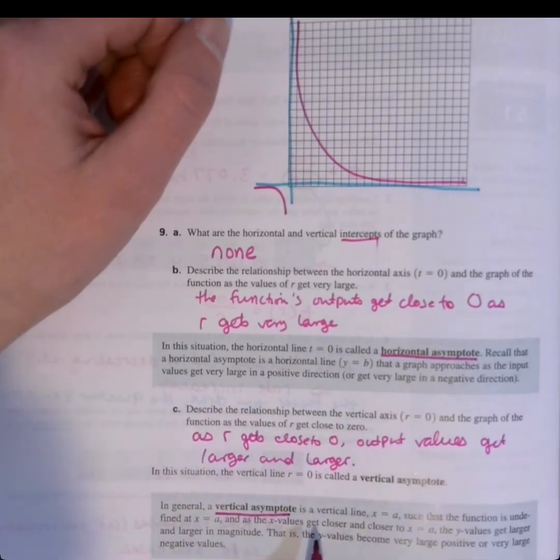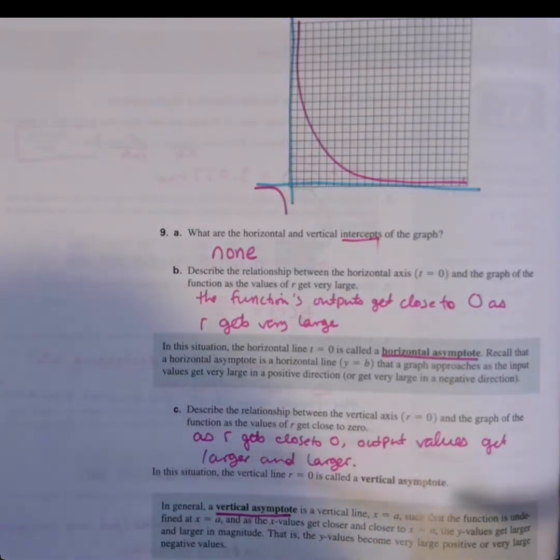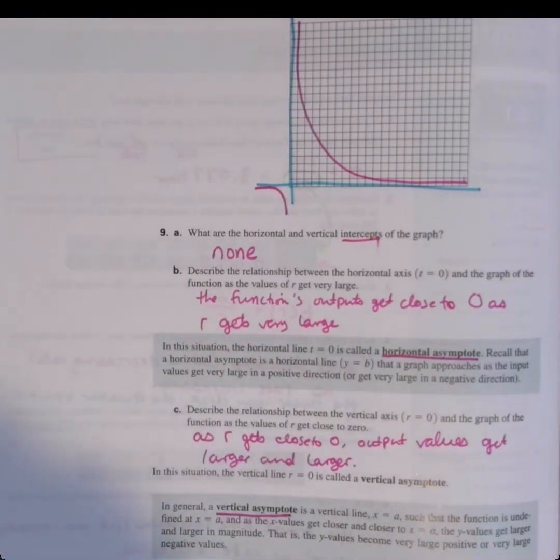And again, this is going to occur because the y values become very large positive or very large negative as the x values pinch in towards that a value. The a value in our case was, of course, 0. Okay, so we're going to use the graph that we made to approximate your average speed.